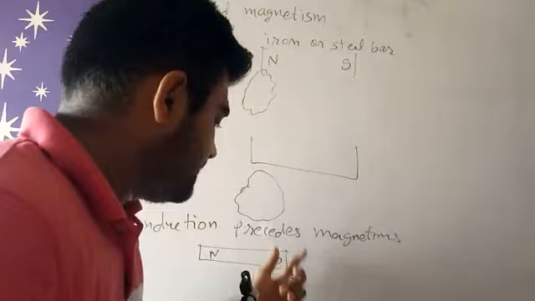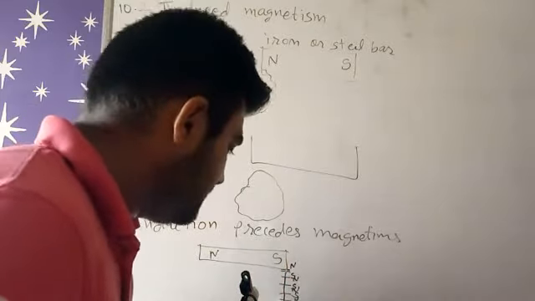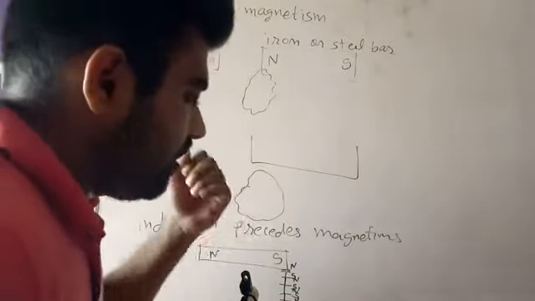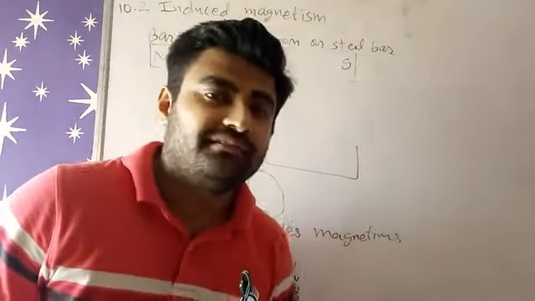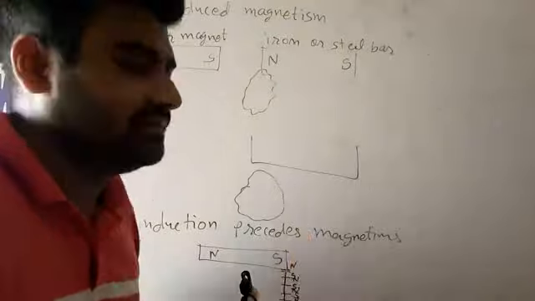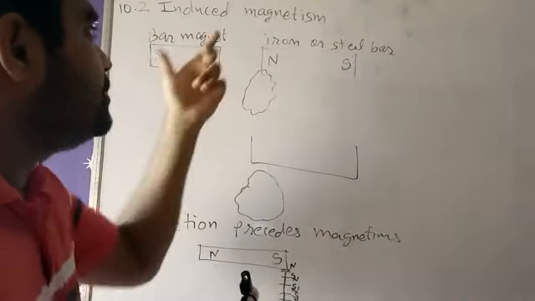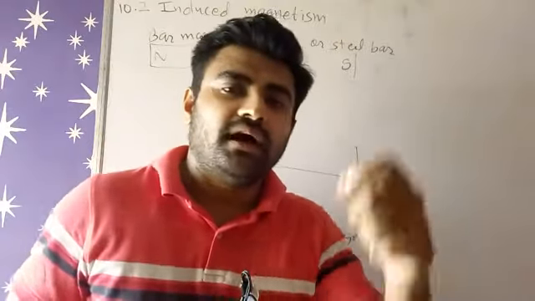That's why we keep all the iron nails in a periodic manner. But if we remove this magnetism, all the iron nails fall down. So this is only temporary magnetism, right? It is not the permanent one. It is called induced magnetism because of the other magnet.